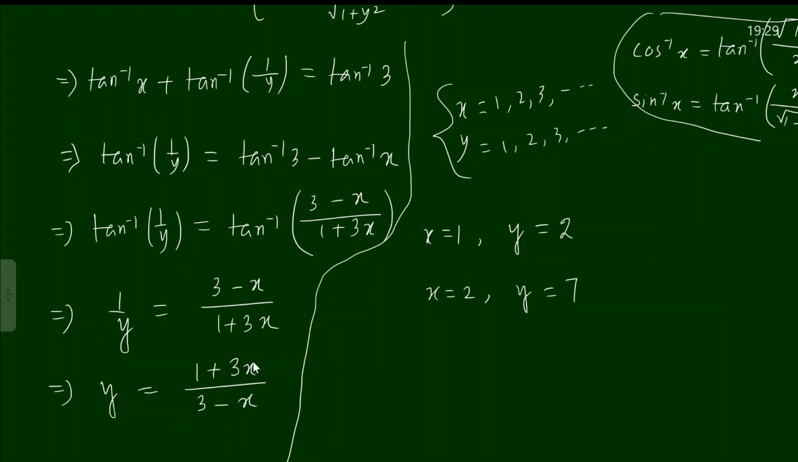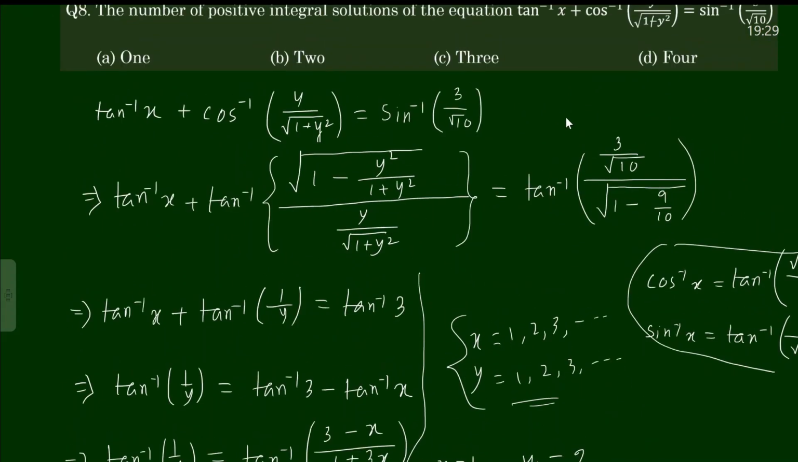Then similarly, 4 cannot be taken, because in that case, 1 plus 12 is 13 by 3 minus 4 is negative. This is a negative result, and y cannot take a negative value. And after that, if you take x is equal to 4, 5, 6, 7, in each case, the value of y will come as a negative integer, and that is not acceptable for the question. So therefore, only these two solutions we will have. That is, the first set of solution is 1, 2, and the second set of solution is 2, 7. So we will get only two integral solutions of the given equation. And so we will have the option number 2, that means B. Option B, this is the correct option.